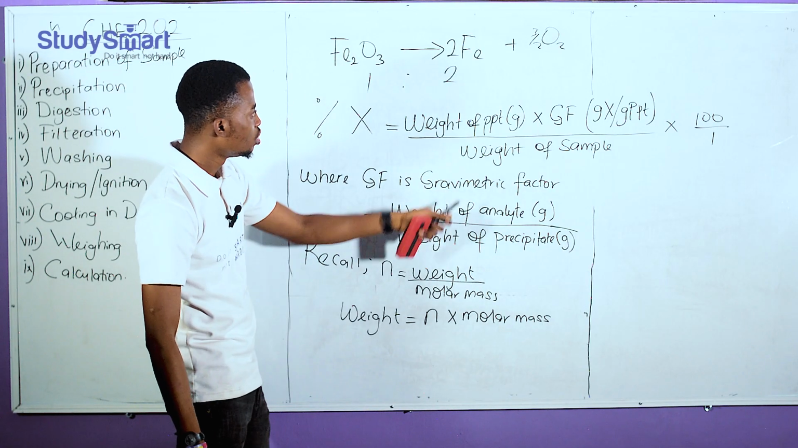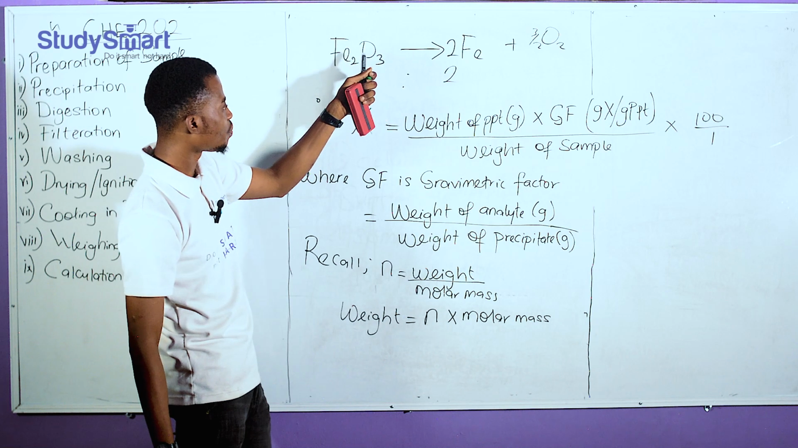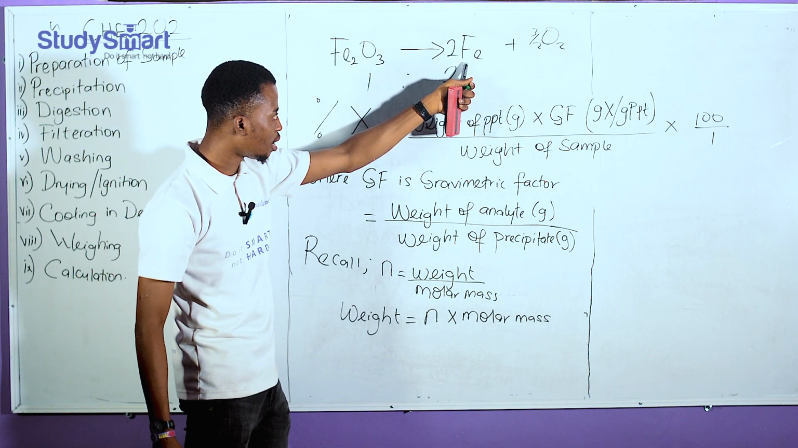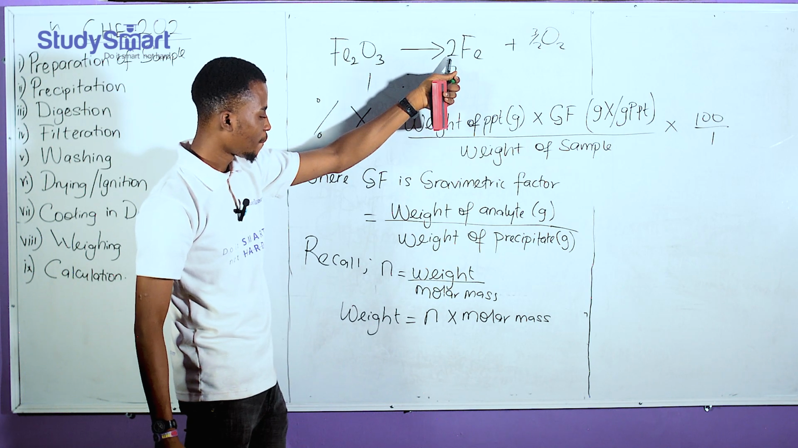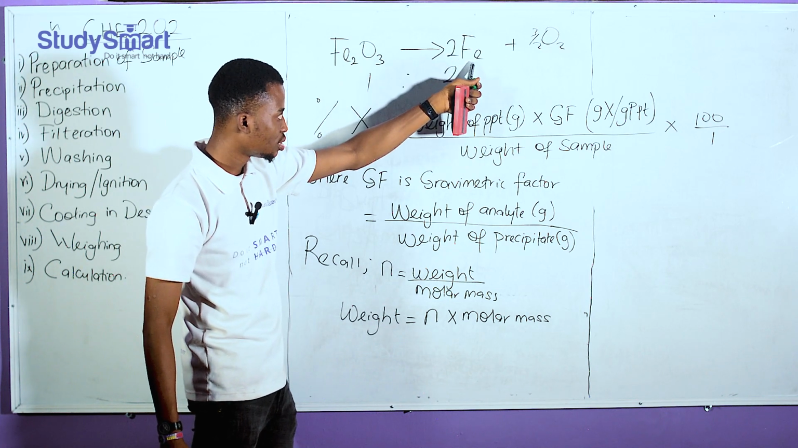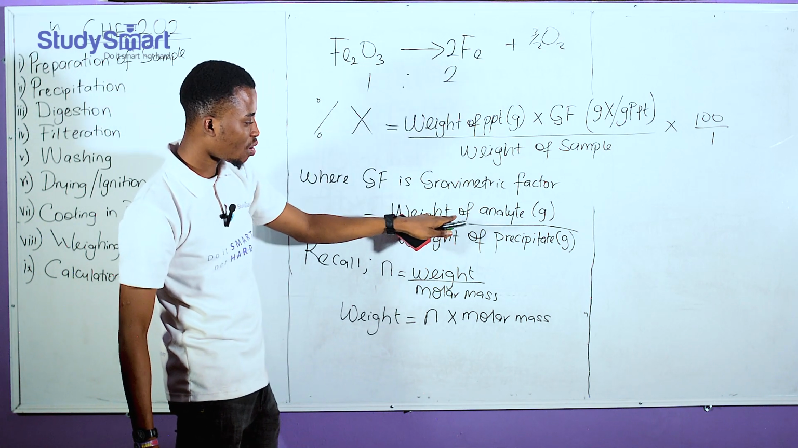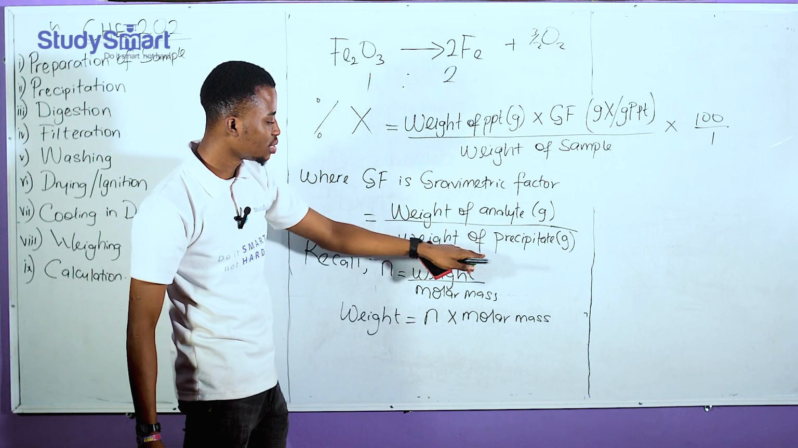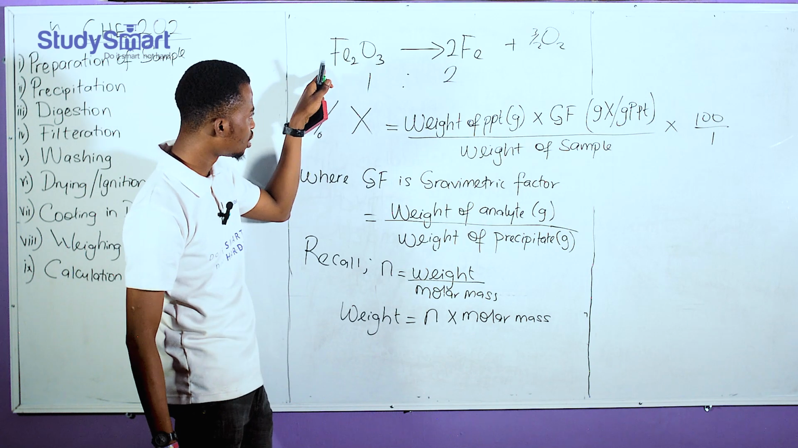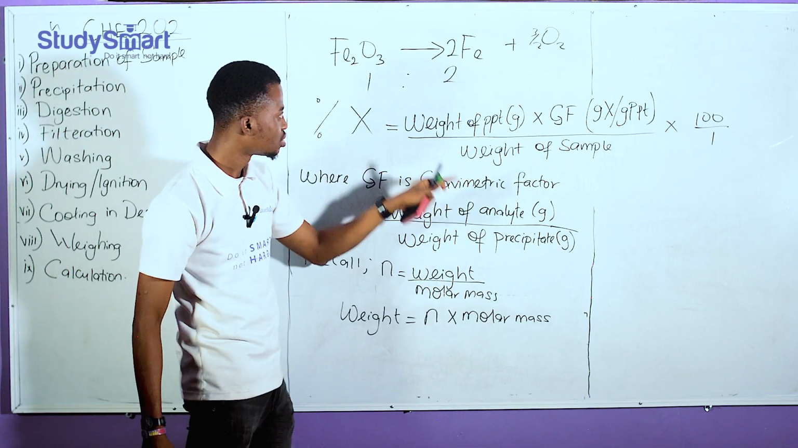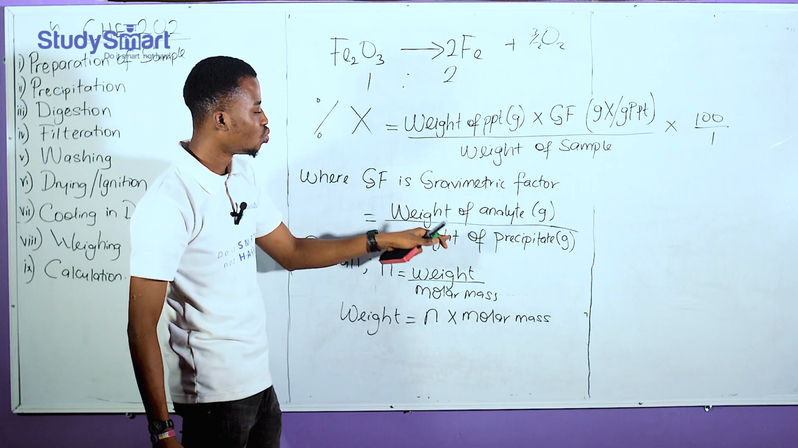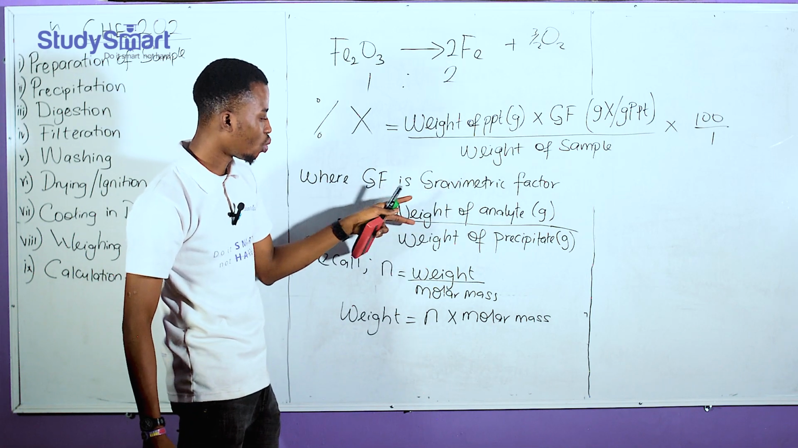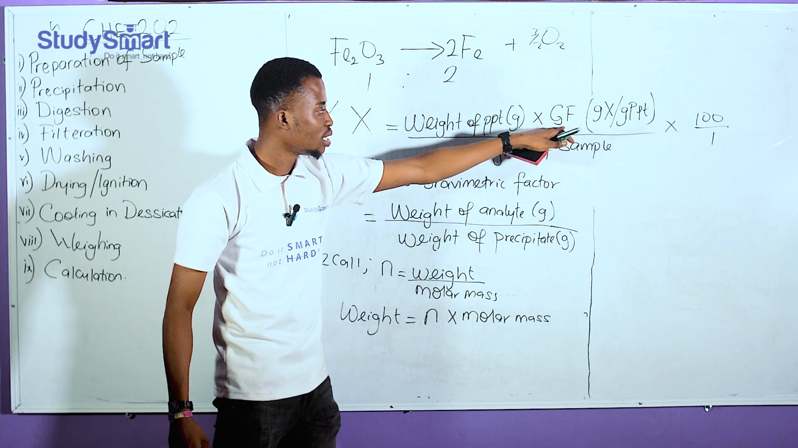So for example, this is our analyte, this is our precipitate weight. So what is the number of mole? 2 times the molar mass. That will give us the weight of our analyte. What is the weight of our precipitate? Number of mole, 1 times the molar mass of CHE202. We put it here. The ratio is called the gravimetric factor. Whatever we get here, we put it here.